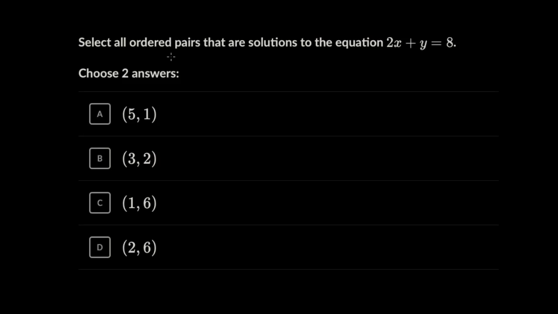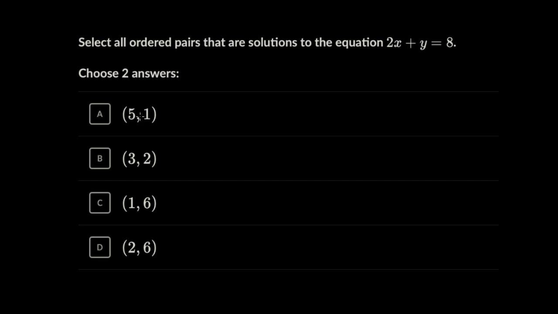We're told to select all ordered pairs that are solutions to the equation 2x plus y is equal to 8, and we need to pick two of these answers. So pause the video, have a go at that. All right, well, the easiest way to do this is to just substitute the x and the y in to see if it satisfies this equation.